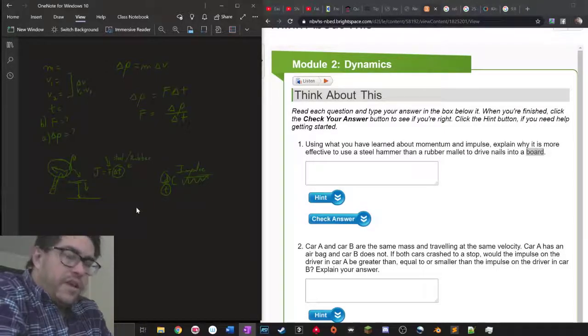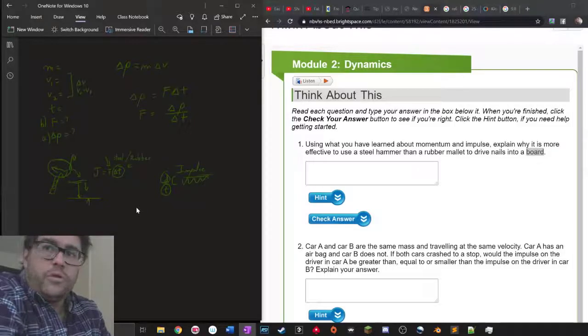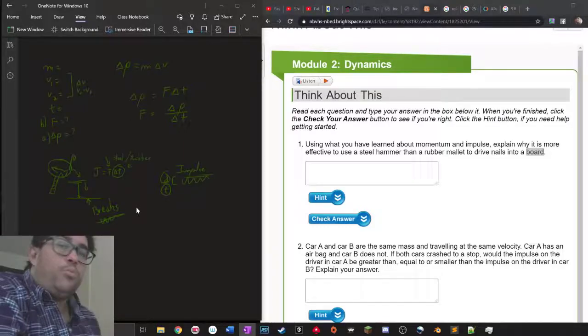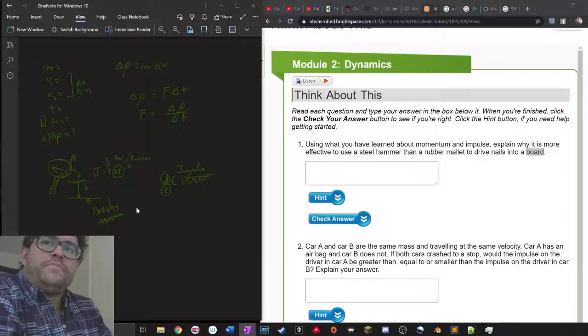The nail does not care, but the board cares. The board can only take so much force before it breaks, and the board breaks. This is what breaks. The board. The wood breaks.